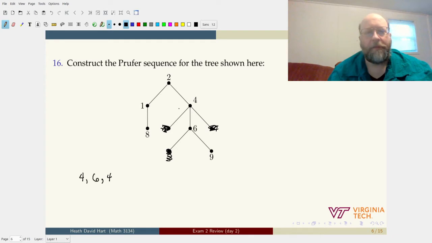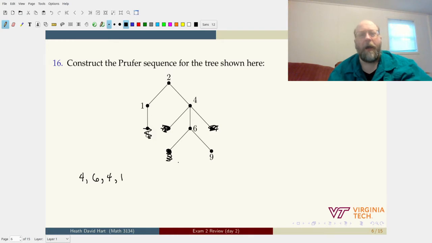All right, so now I've got this going from 2 down to 1 down to 8, and then 2 down to 4 down to 6 down to 9. 8 is my smallest leaf now, and its parent is 1. Okay. 1 is now my smallest leaf, and its parent is 2. And now that 1 is gone, 2 is a leaf.